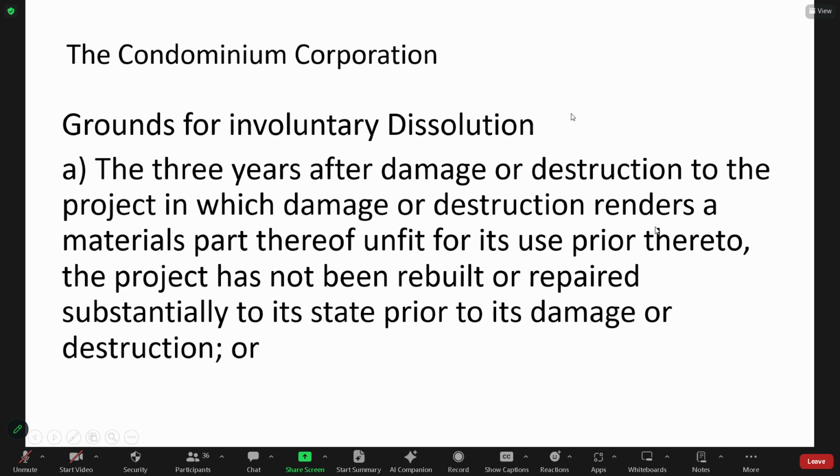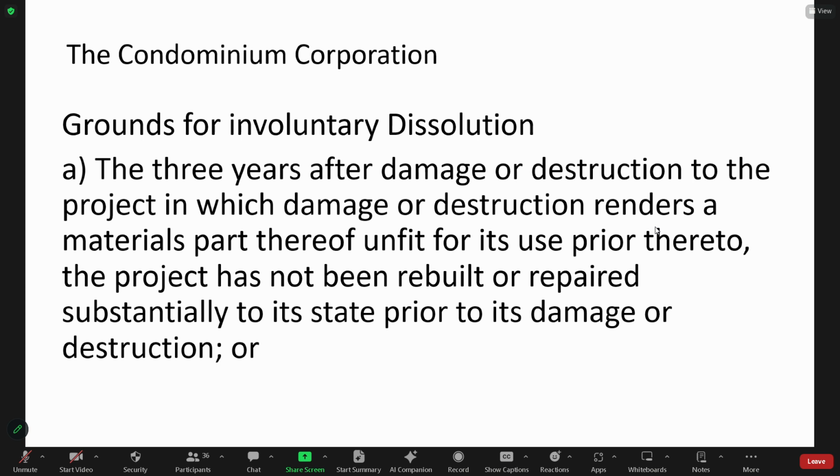The grounds for involuntary dissolution. A. The 3 years after damage or destruction to the project in which damage or destruction renders a material part thereof unfit for its use prior thereto. The project has not been rebuilt or repaired substantially to its state prior to its damage or destruction.